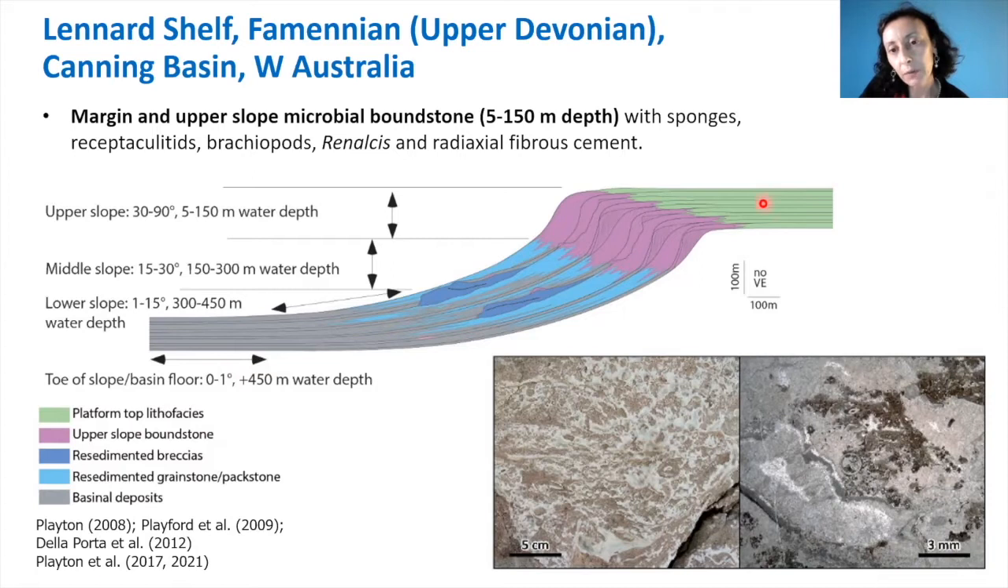What you see from this profile is a horizontal platform top with the lack of a raised rim, but outer platform beds dipping basinward, a steep slope with a microbial boundstone factory associated with sponges, brachiopods, calcimicrobes, and abundant marine cement extending from nearly 5 meters to 150 meters paleo water depth. Laterally adjacent to breccia, reworking this upper slope boundstone.